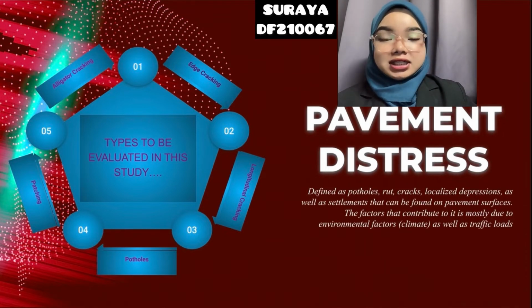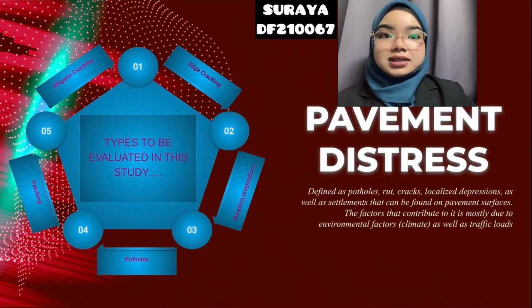I will start this presentation with the introduction of pavement distress evaluation by using the PCI testing report. What is pavement distress? Pavement distress can be defined as potholes, ruts, cracks, localized depressions, as well as settlement that can be found on pavement surfaces. The factors that contribute to it are mostly environmental factors, which are climate as well as traffic loads.